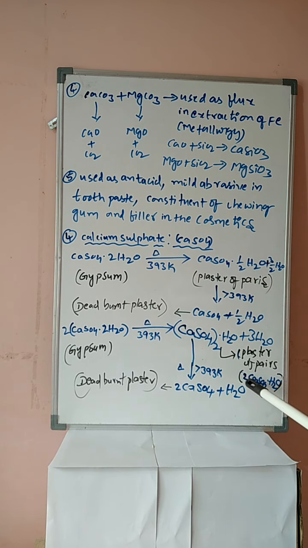It is given in competitive examinations, students. Which of the following represents plaster of Paris? CaSO4 taken twice with H2O, or 2CaSO4.H2O, is the plaster of Paris. Copy this, students.